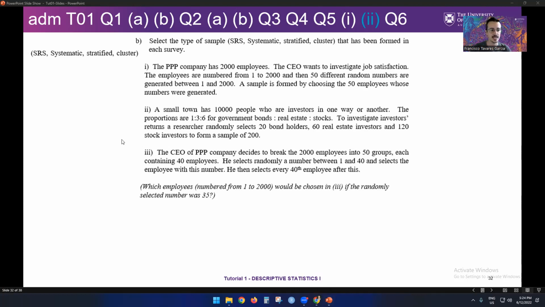Back to the chat, we have an answer from Harry. It's systematic, and it's correct. This is how systematic sampling works. If the first person chosen was the 35th, which one would be the next chosen in this order, among the 2,000 employees? We chose the 35th, and now we choose the 40th employee after the 35th. Amazing, good job. It's the 75th. Yes, excellent, Harry. Fantastic. Good job, guys.